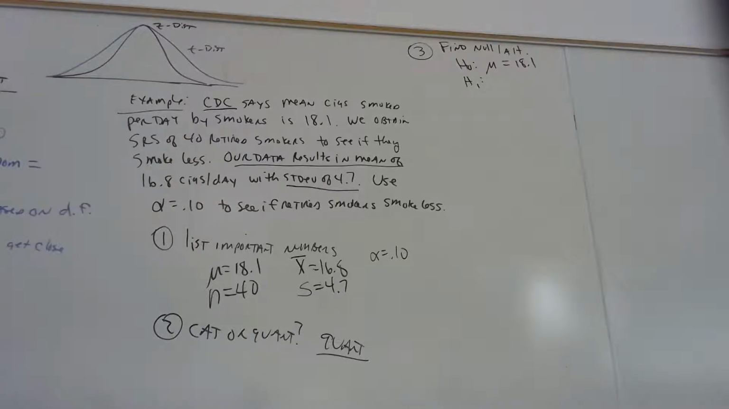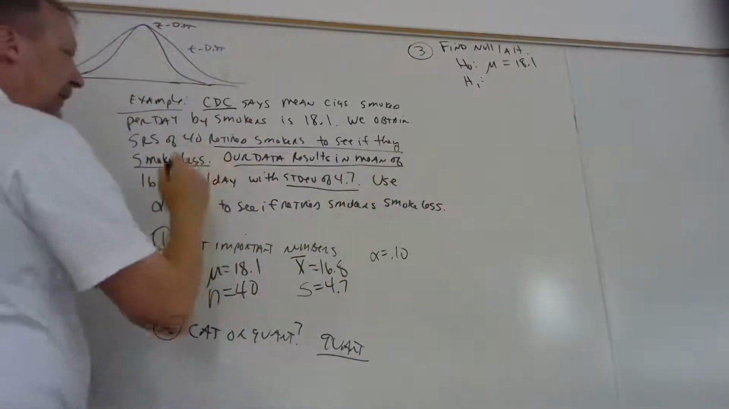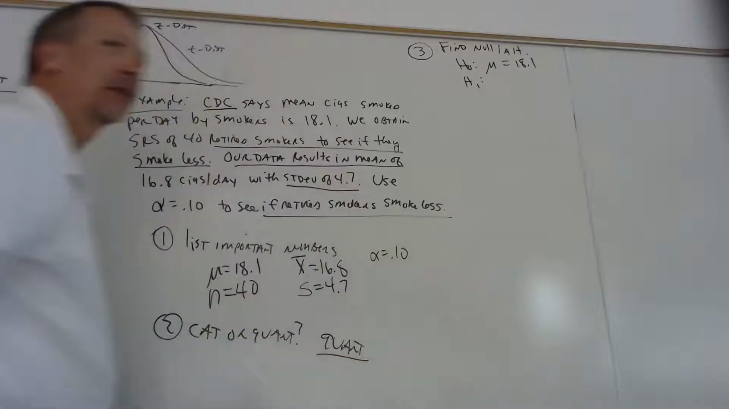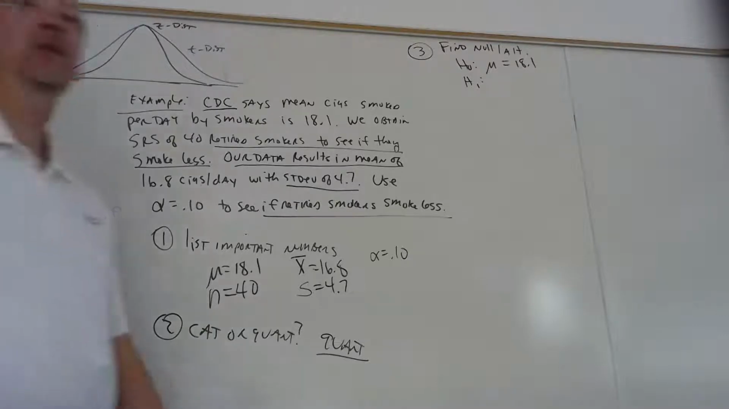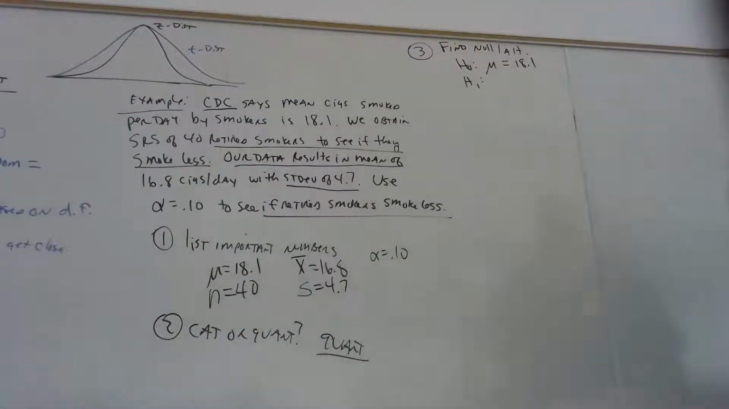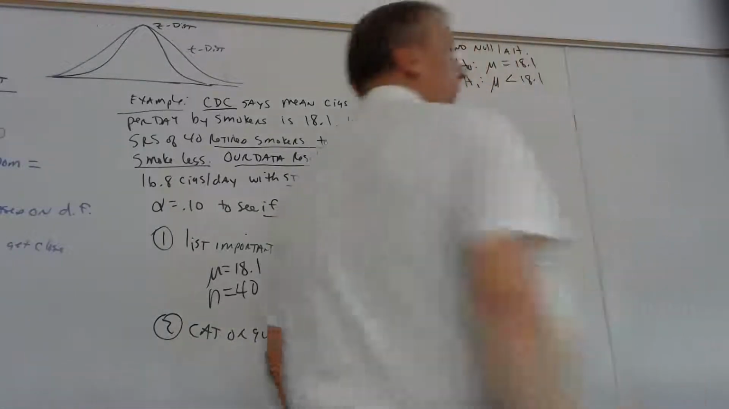What's the alternative? Alternative means the statement we are trying to prove. What is the statement we are trying to prove? We want to see if retired smokers smoke less, and it's actually stated twice right there. What's a mathematical statement that says retired smokers smoke less? Mu less than 18.1. Mu is less than 18.1.